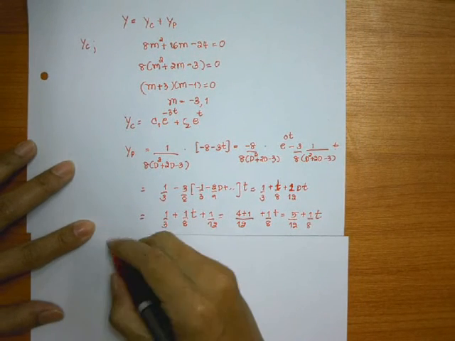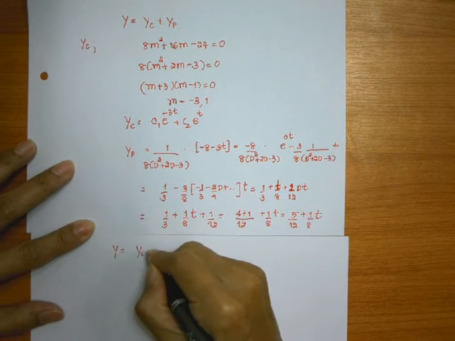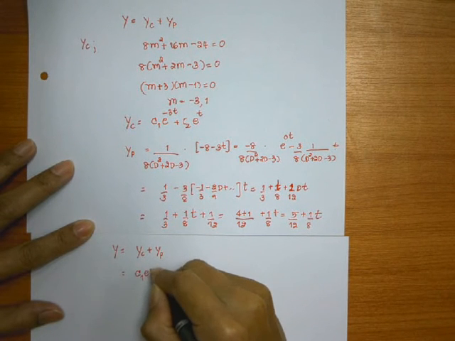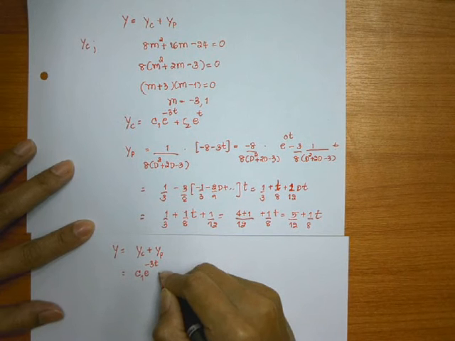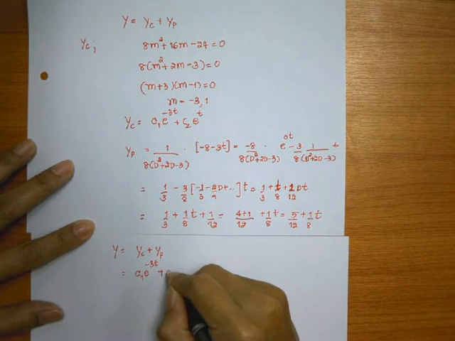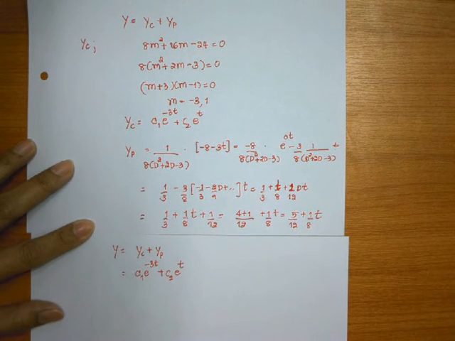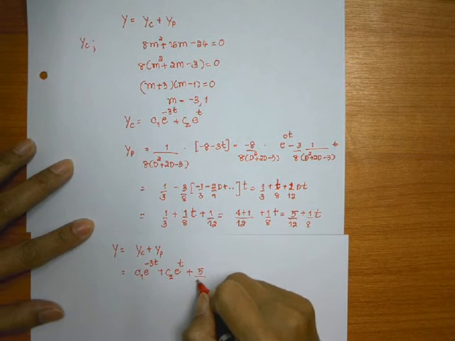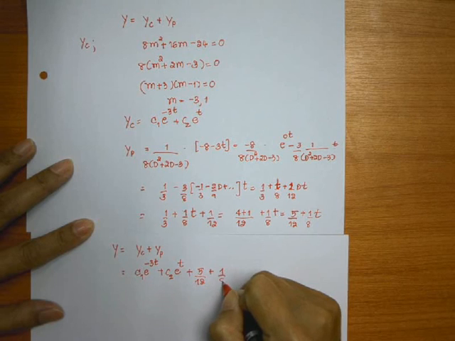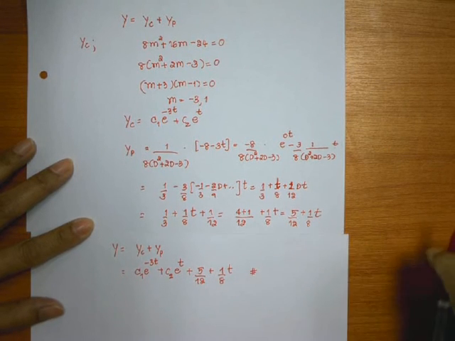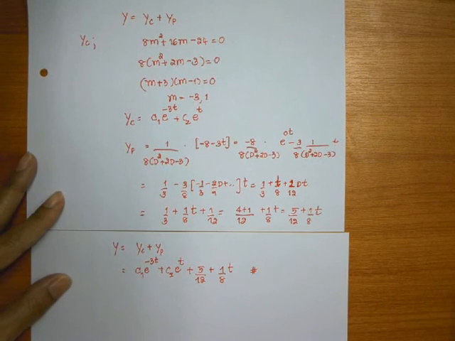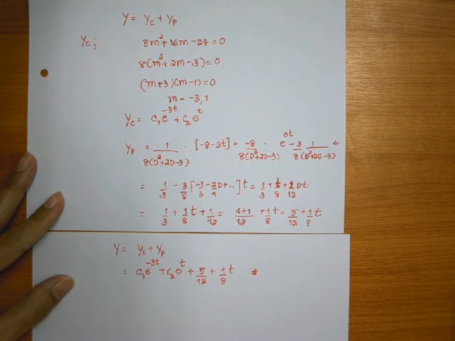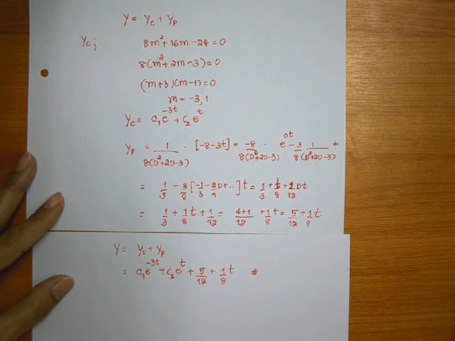Then we say that y is equal to yc plus yp, which is equal to c1 times the exponential of minus 3t plus c2 times exponential of t. Now our yp is equal to 5 over 12 plus 1 over 8 times t. That is our y. And that is the way to find the answer of x and y in our linear system.